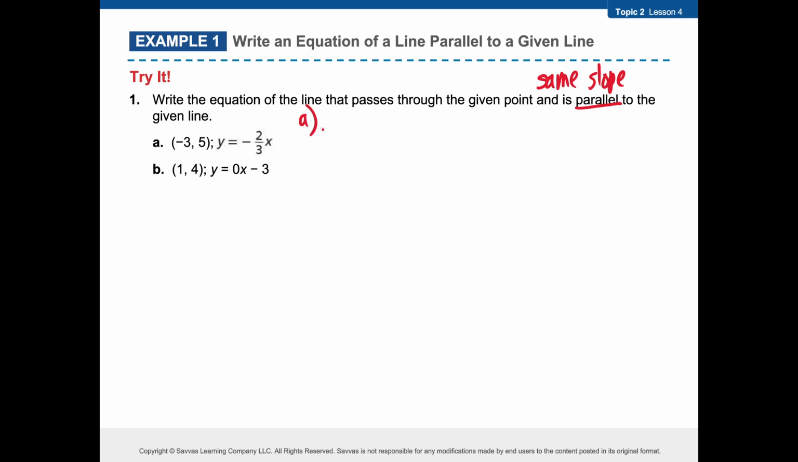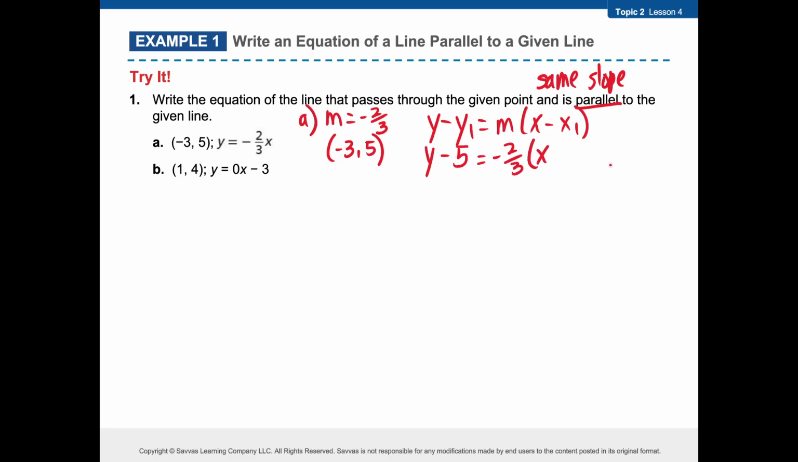So the slope that I would have to use for letter A would be negative 2/3. The point that I would have to use would be (3, 5). Again, if you like to use point-slope form, you can always start out here. Some students find this way easier. y minus 5 equals negative 2/3, but be careful when you are putting in a negative where you already have a negative. That would be a positive 3. Then you would need to distribute.